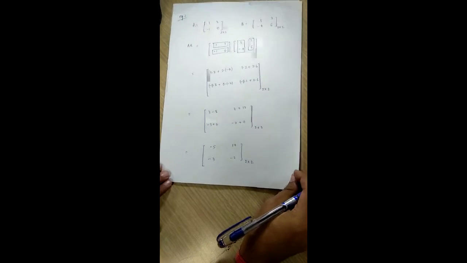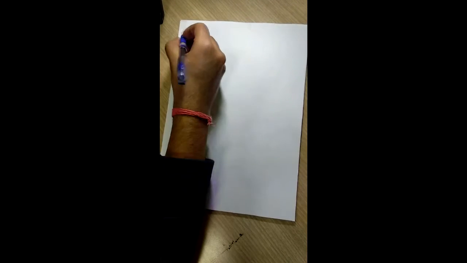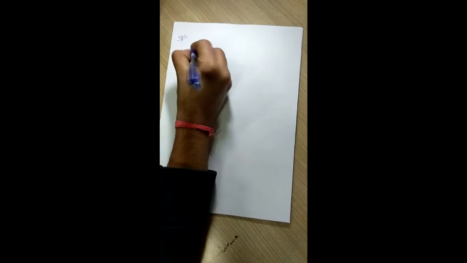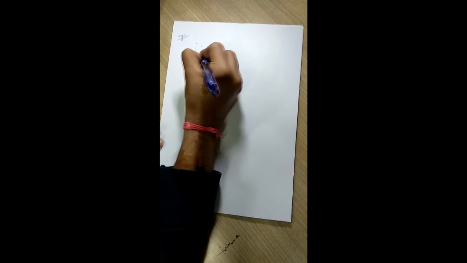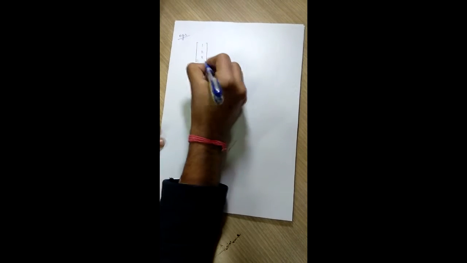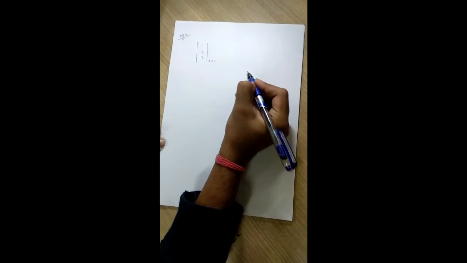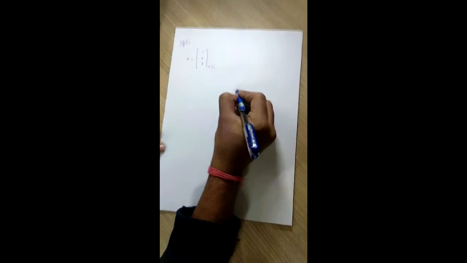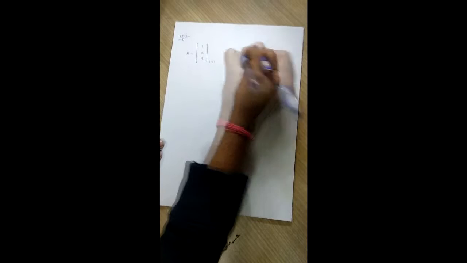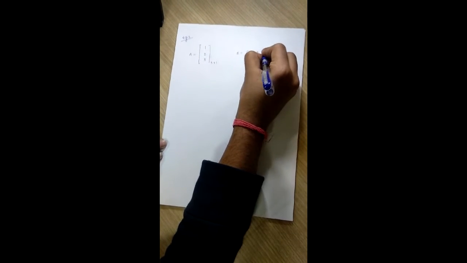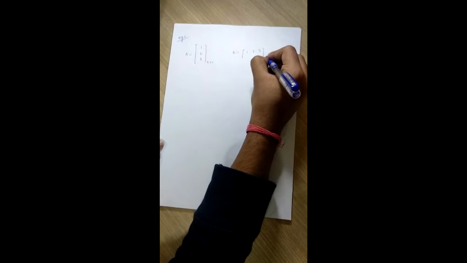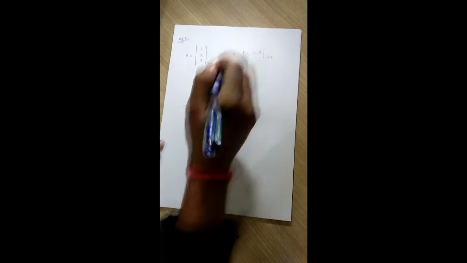Now let's see example number 2. Now let's take a 3 by 1 matrix. Let's say this is matrix A, and take another matrix which is 1 by 3. Let's say 1 2 3, which is 1 by 3.